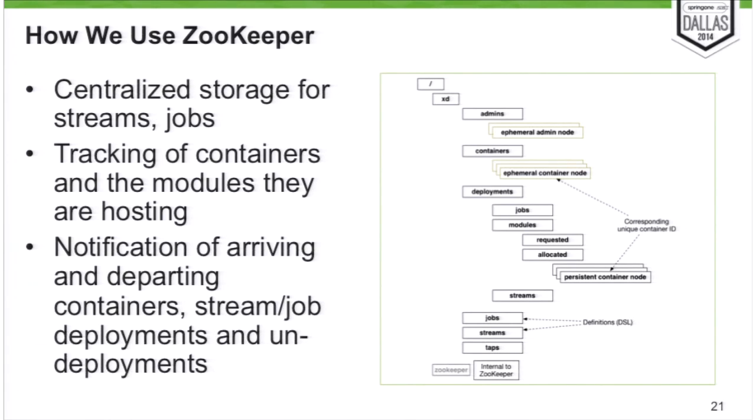In terms of how XD itself uses ZooKeeper, we use it as a centralized storage for stream definitions and job definitions. So if you were to create your streams and jobs and shut down your XD cluster, shut down ZooKeeper, ZooKeeper keeps everything in memory, but it also persists it to disk. So if you bring the whole thing back up, then you won't have to recreate your jobs and streams because they will already be there. It keeps track of which containers are available for doing work. And it emits notifications for when containers come or leave, and emits notifications for when end users create streams or jobs.